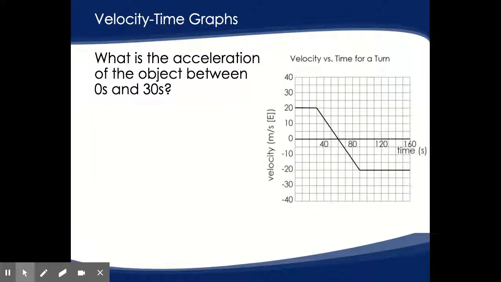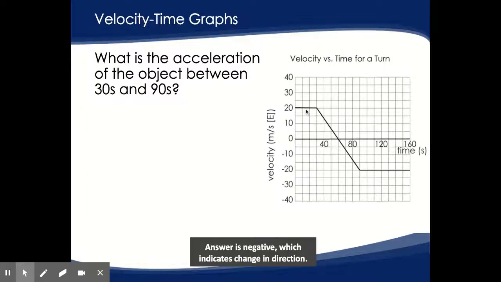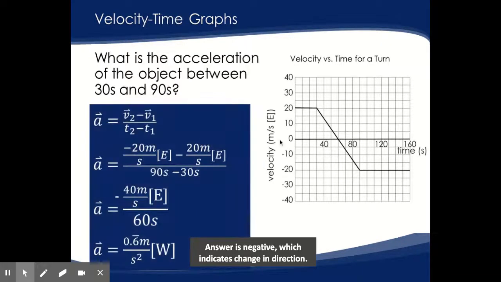Okay, so what is the acceleration of the object between 0 and 30 seconds? So from 0 to 30 seconds, your acceleration would be 0 because the slope of this line is 0. What's the acceleration between 30 and 90 seconds? So since you are going from a positive down to a lower number or a negative, you want to look at it this way. So your initial velocity is going to be negative 20 meters per second.